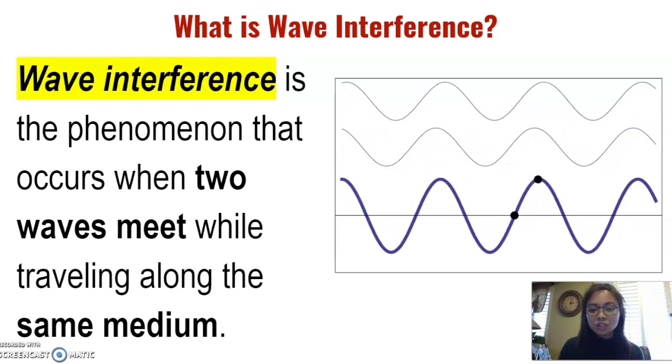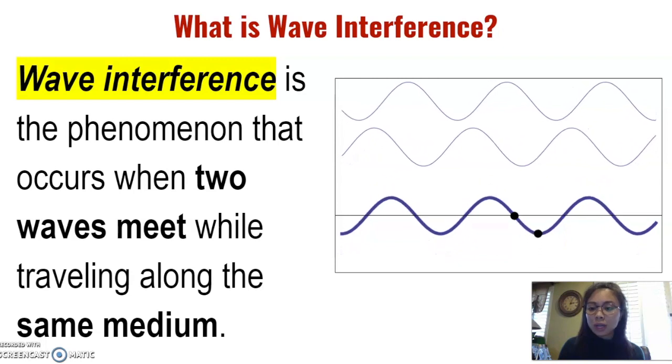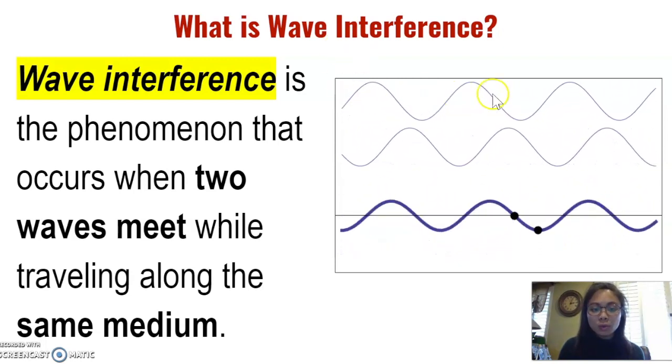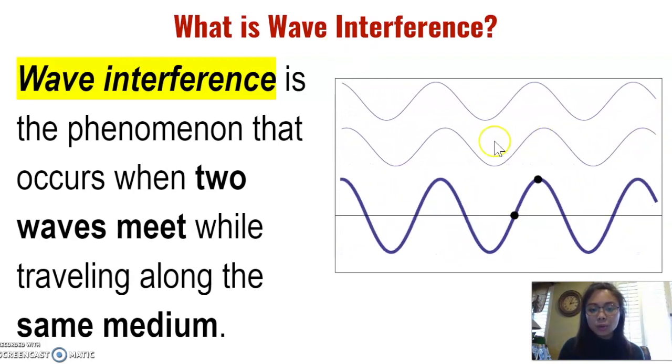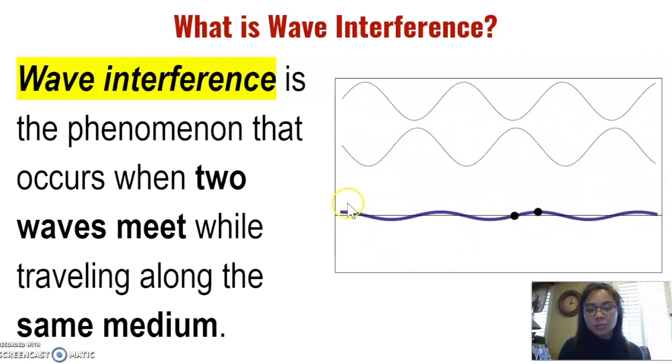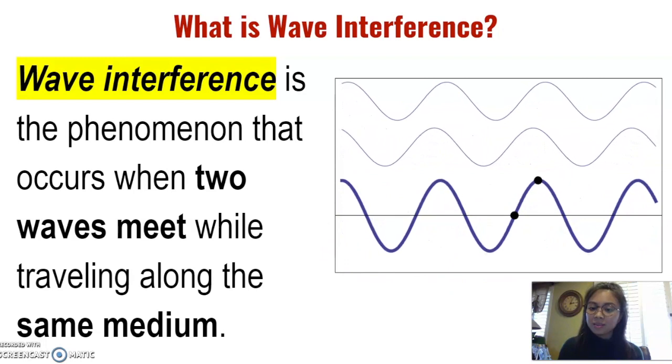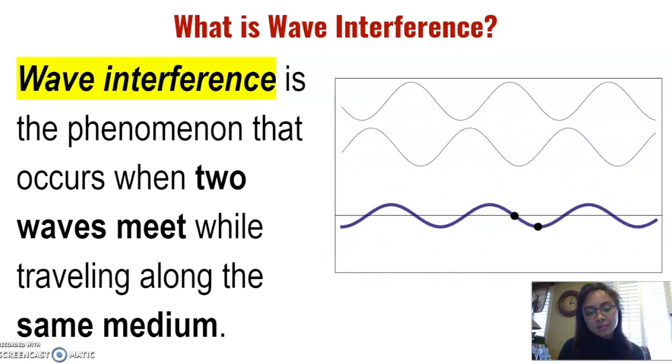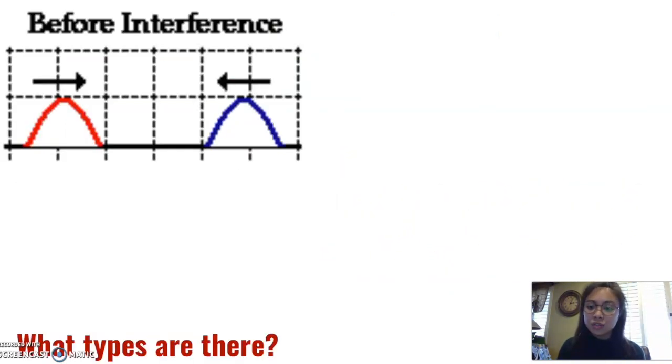Here's another GIF that shows the same thing. You see two individual waves that are interacting, one wave moving to the right and the one below it moving to the left. And at the very bottom, you see the resultant wave over here in the thick blue line. So let's talk about why this happens. To explore the different types of interference, I'm going to provide you with some examples.